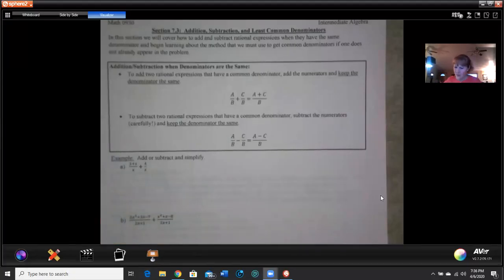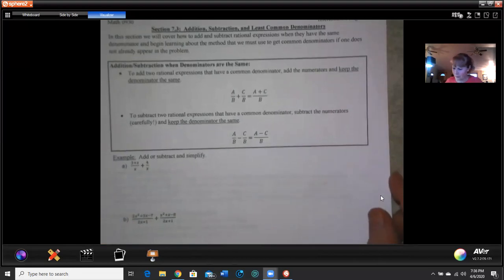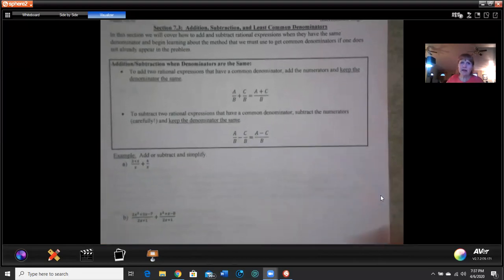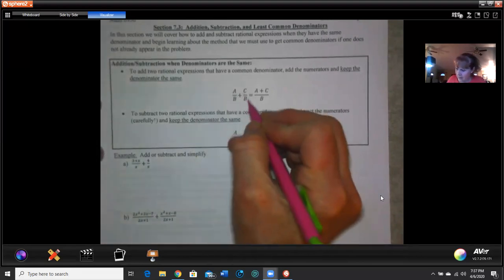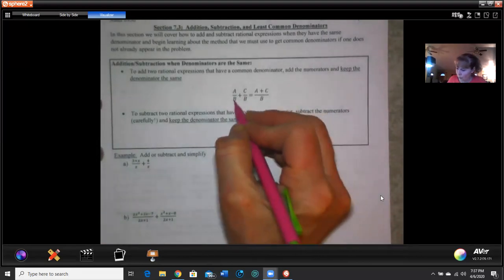Hi there. Well, we're going to be looking at 7.3, which is adding, subtracting, and finding the least common denominator. Probably this section isn't bad because all the denominators are going to be the same. So if we look at this first one, A over B plus C over B, these are the same.